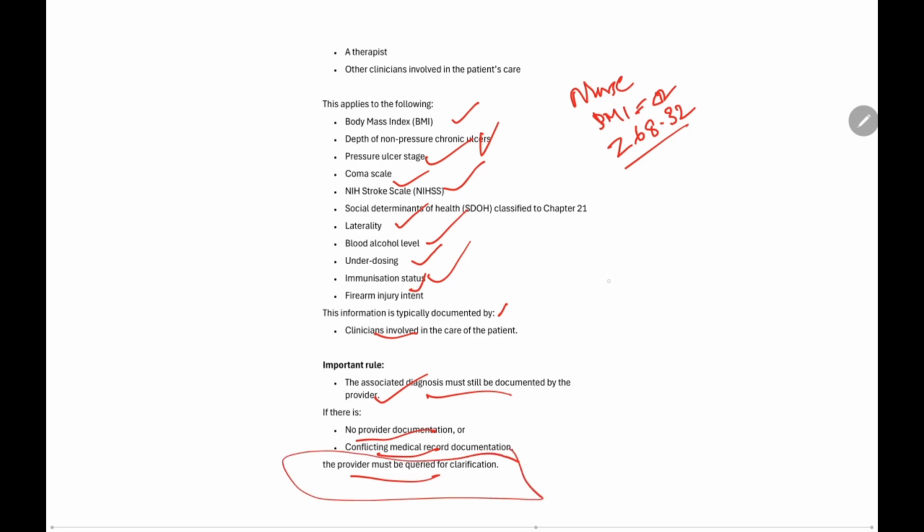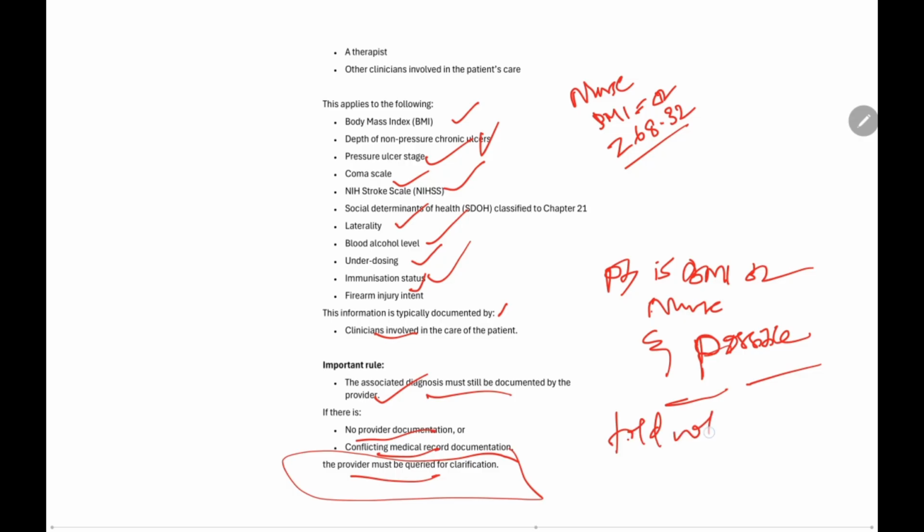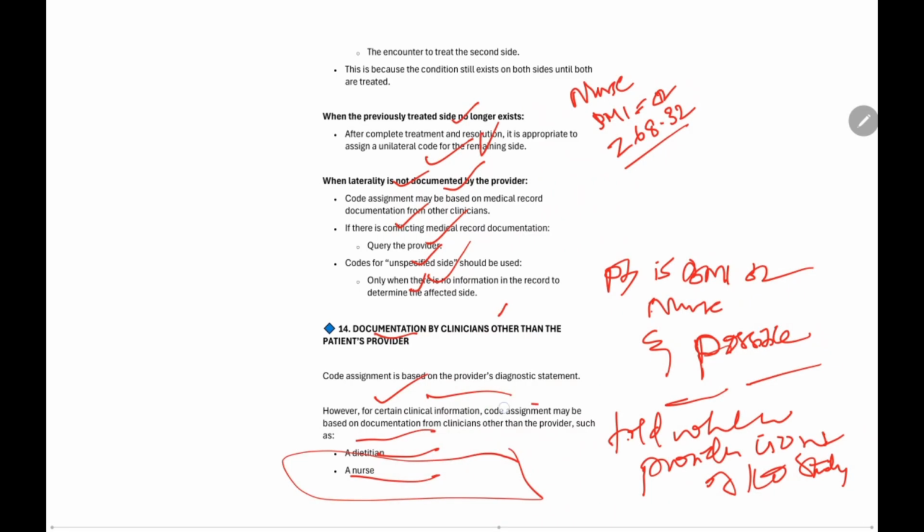So you will get a question like this: the patient has a BMI of 32, which is taken by the nurse, and the provider has not given any possible diagnosis, or the provider is not there for this study, or he didn't give any definitive diagnosis. Then you should still ask for the primary diagnosis. You should query for the clarification, guys.